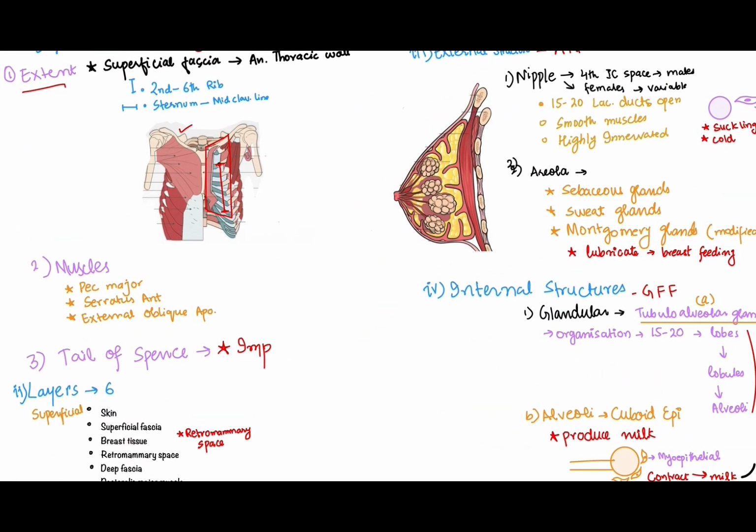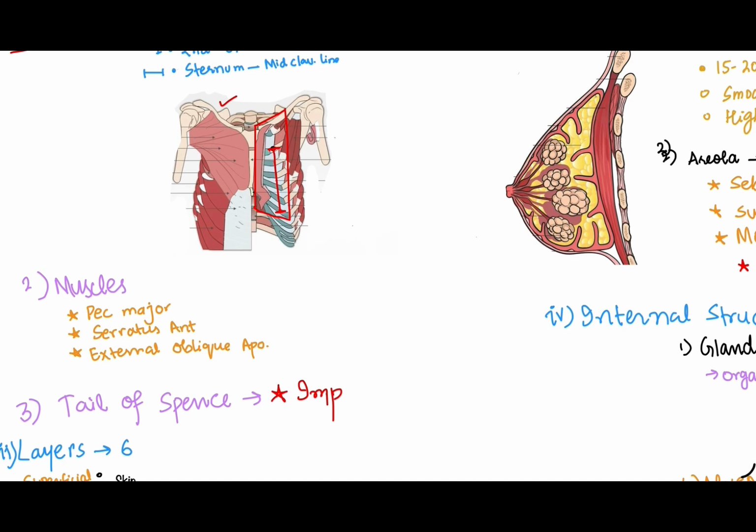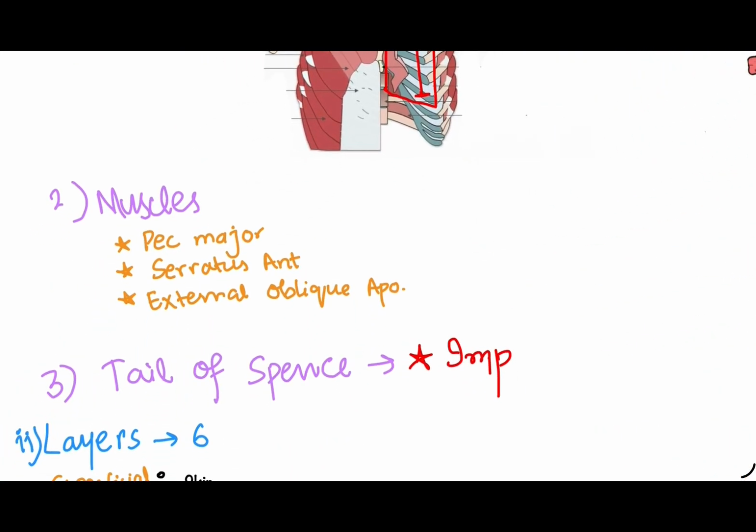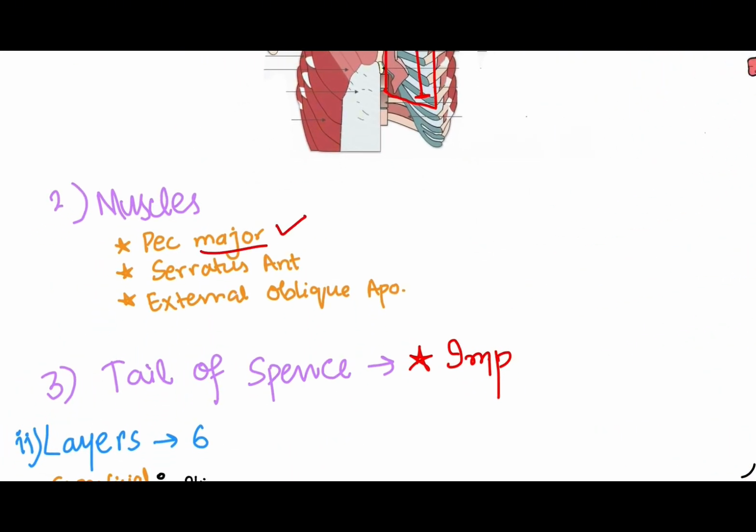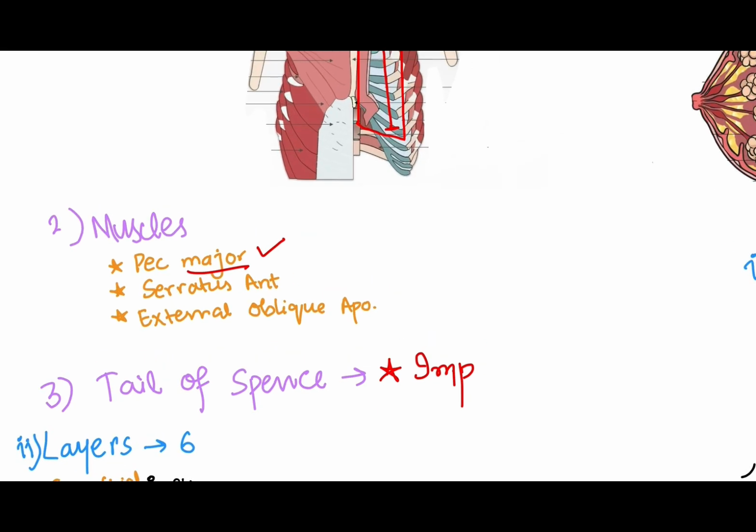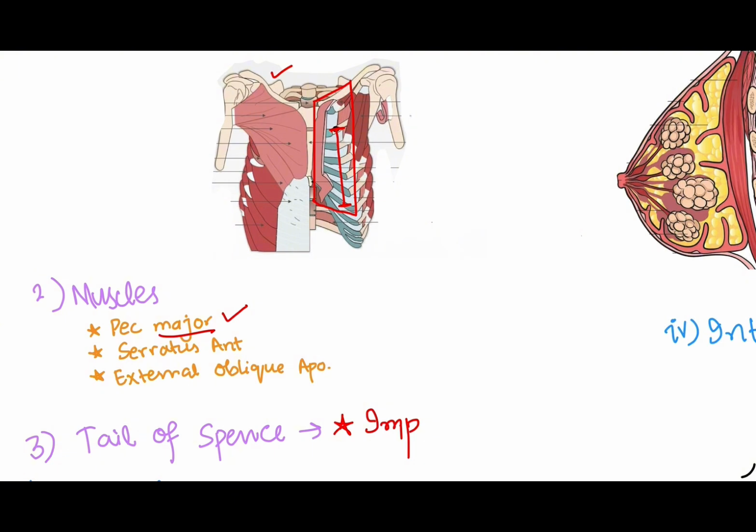And then there are some underlying muscles. This is very important because it comes in MCQs and viva: what are some of the underlying muscles below the breast tissue? Those muscles are pec major, and you can remember this, it's major, so it's going to be majorly present beneath the breast. Then there is serratus anterior on the lateral part, like you can see here, present on the lateral part of the breast. And then there are the oblique muscles here, and their aponeurosis is also going to be part of the breast.